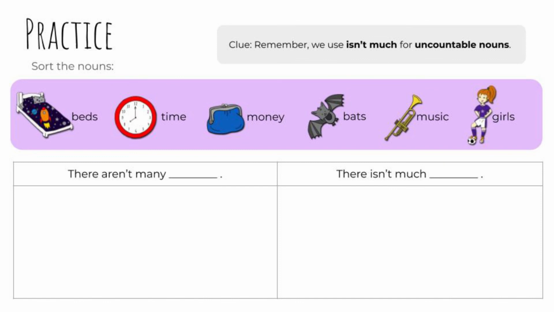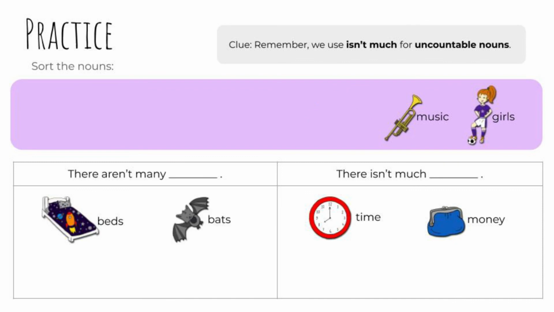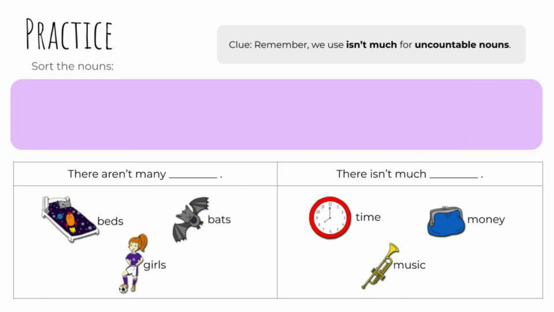Okay. Beds. There aren't many beds. Good. Time. There isn't much time. Money. There isn't much money. Bats. There aren't many bats. Music. There isn't much music. Girls. There aren't many girls on the soccer team, but there should be. Girls are brilliant at soccer.